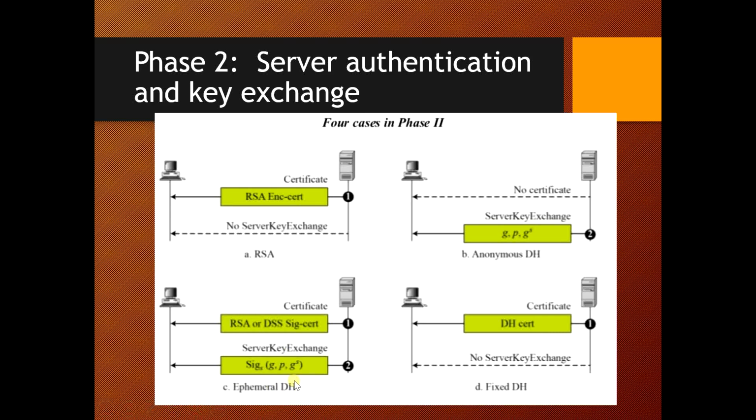Then we have the fixed Diffie-Hellman. So here it is usually the same as that of the fixed Diffie-Hellman that we saw earlier. The server is going to send the Diffie-Hellman certificates directly to the client, and no server key exchange is possible in this case. So these are the 4 phases of key exchange when you consider the different algorithms for key exchange.